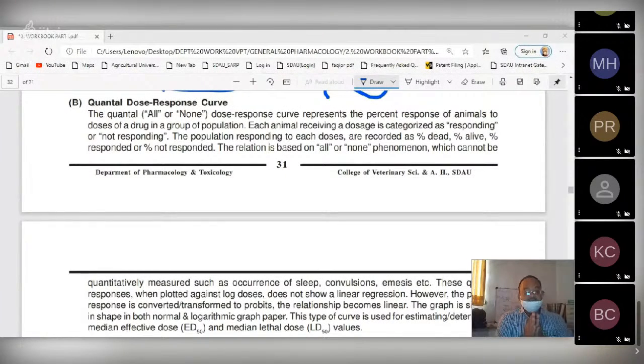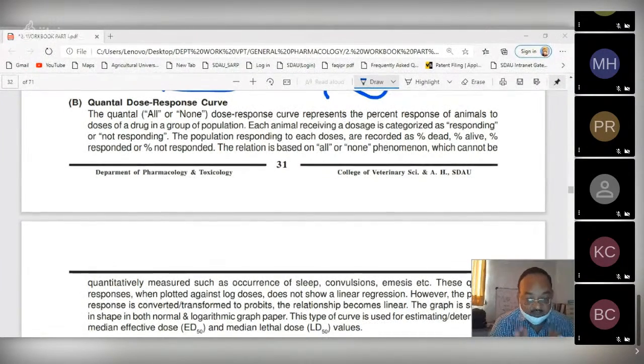Now here, in the earlier type of dose response curve, that is the graded dose response curve, we are measuring the intensity of the response in terms of quantity. Here we are measuring the fraction of the population that is responsive to our doses. When you are measuring the response of the drug among the population, you have only two choices: either it has responded or not responded. You cannot grade it as plus 2 response, plus 3 response, plus 4 response.